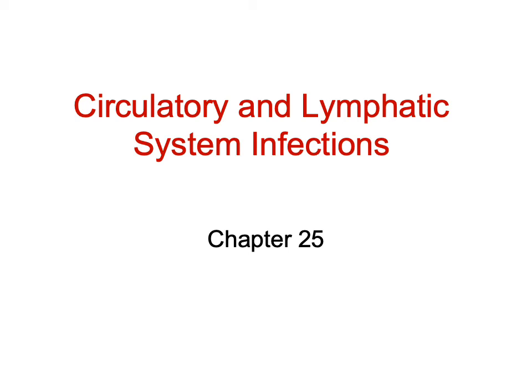Chapter 25 is the Circulatory and Lymphatic System Infections chapter. When we think about the circulatory and the lymphatic system, we need to think of it as a moving fluid network. Yes, it can help the immune system to get what it needs to potential targets, but also we need to realize that this moving fluid network can carry potential pathogens everywhere throughout the body.